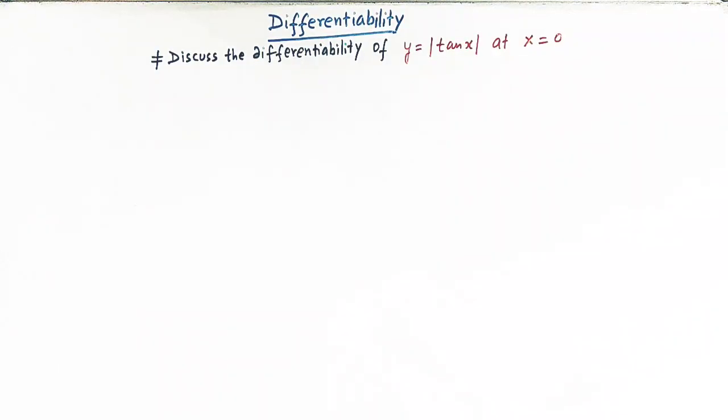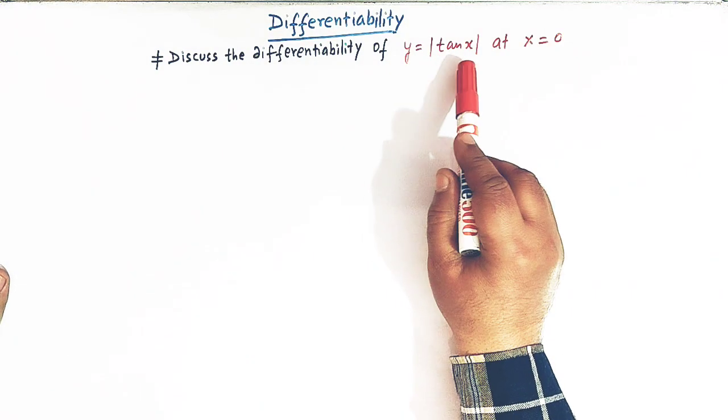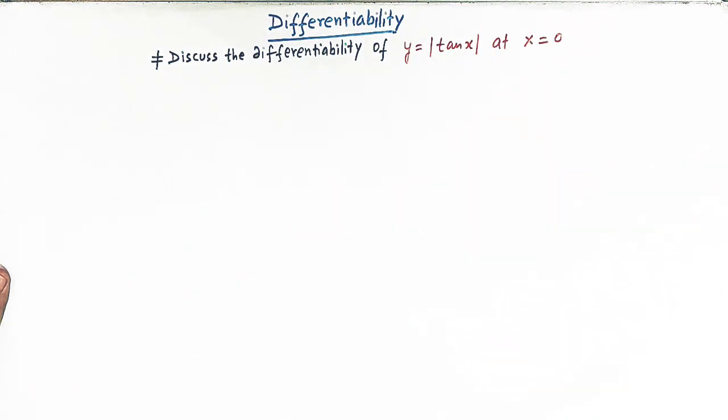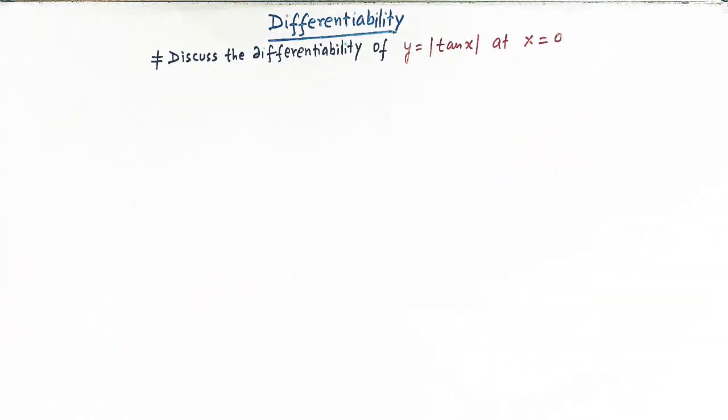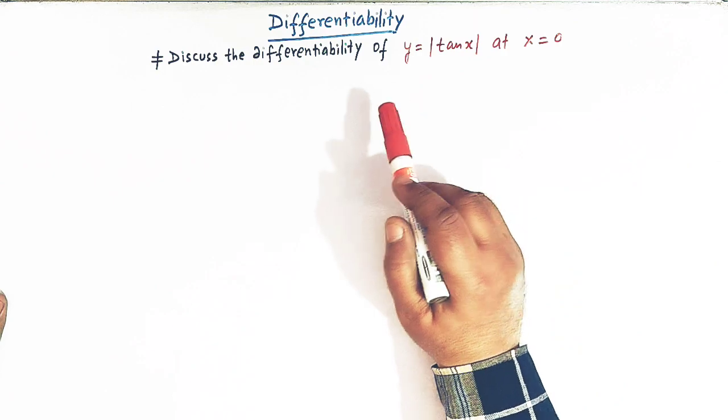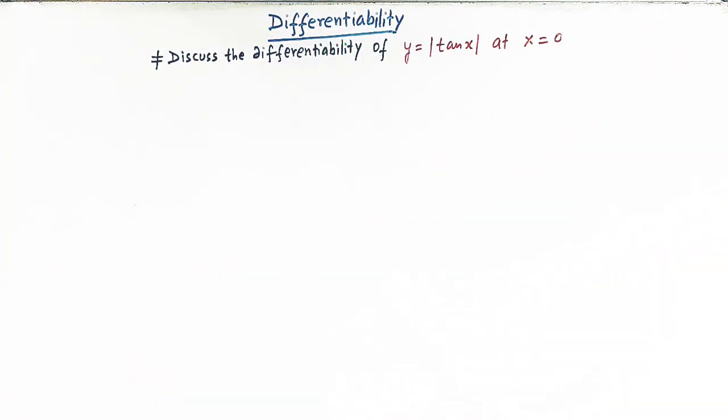Hello viewers, in today's session we are going to discuss the differentiability of mod of tan x at x equal to 0, right? So here, to check the differentiability of mod of tan x at x equal to 0, we will find the left hand derivative and then the right hand derivative, and we'll see whether both exist and are finite, and moreover both derivatives should be equal to each other.